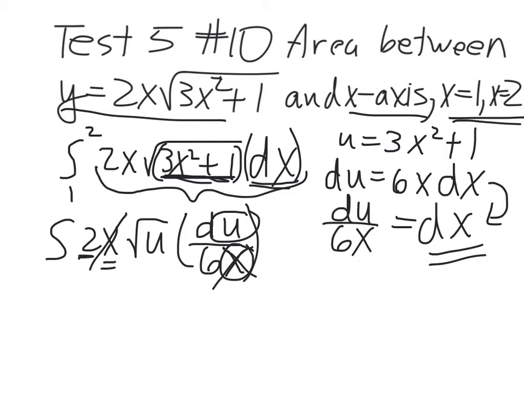Now we also have the 2 in the numerator, 6 in the denominator, so we can say 1/3 on that, 2 over 6 or 1/3. And with the x's canceling, we're left with just square root of u du. Or we need to change that to u to the half du to be able to integrate. Okay? Questions up to that point?